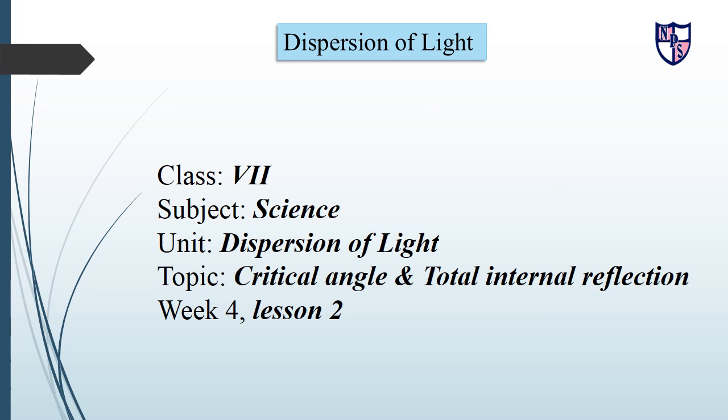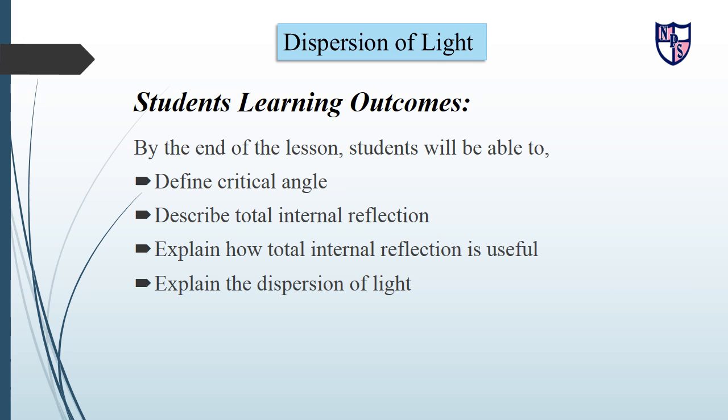Class 7, Subject Science, Unit Dispersion of Light, Topic Critical Angle and Total Internal Reflection, Week 4, Lesson 2. Students' learning outcomes. By the end of the lesson, students will be able to define critical angle, describe total internal reflection, explain how total internal reflection is useful, and explain the dispersion of light.